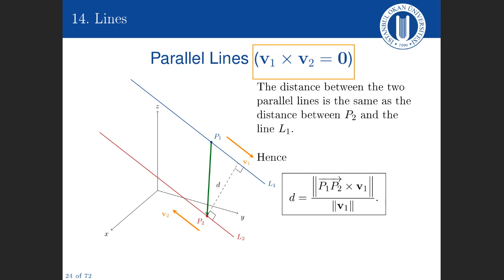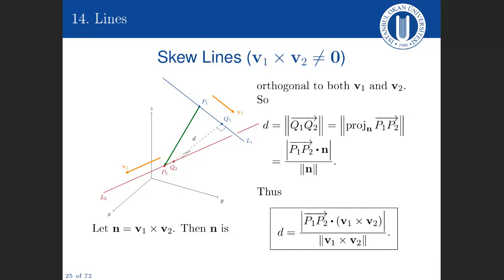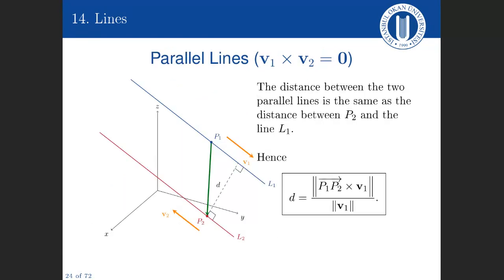We already know the formula for the distance from a point to a line, so we can just write it down, changing the variable names. The distance between two parallel lines is the norm of P1P2 cross v1 divided by the norm of v1. And of course, we could replace v1 by v2 if we wanted to. This is a formula which you will want to have written down and ready for an exam.